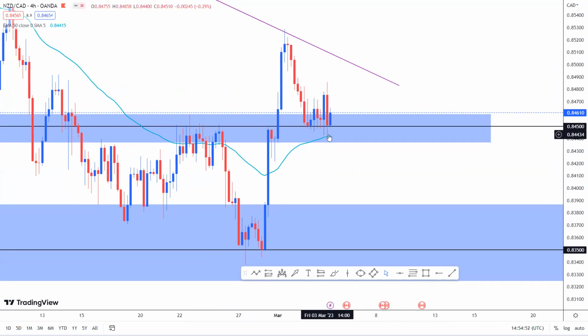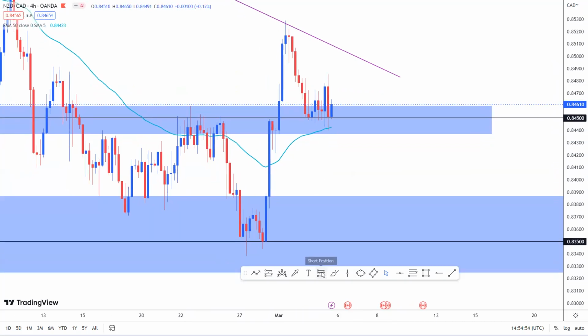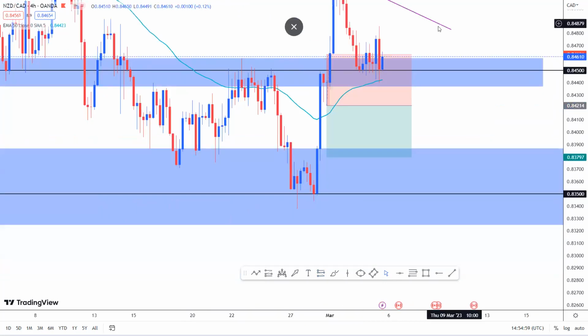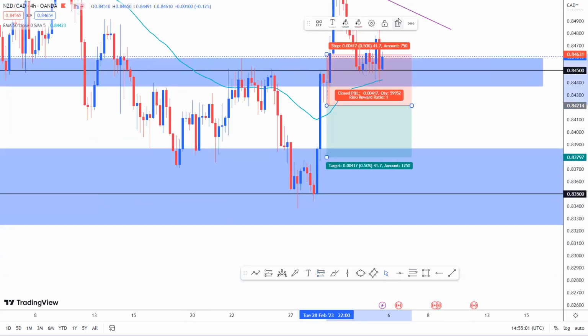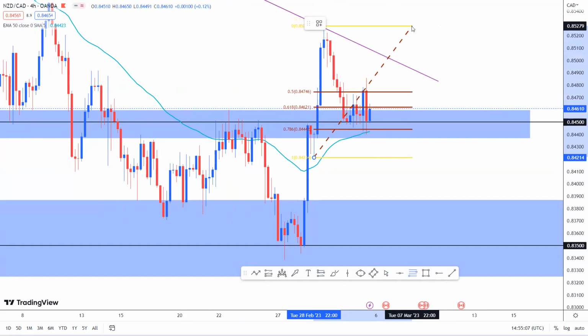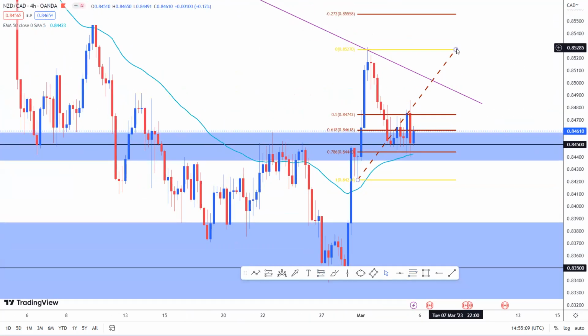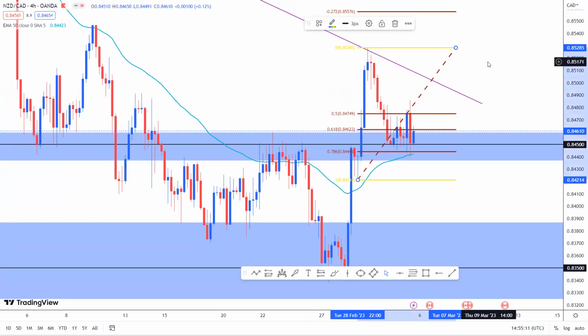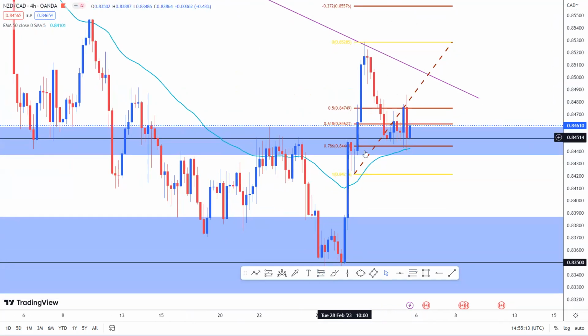What then again do I get to notice? If I bring in my Fibonacci retracement from a previous 4-hourly swing low to the most recent swing high right here, what do you get to see, guys? You can see we are having this level as a Fibonacci reversal level, 78.6 Fibonacci reversal level.